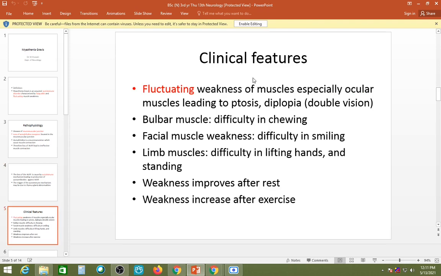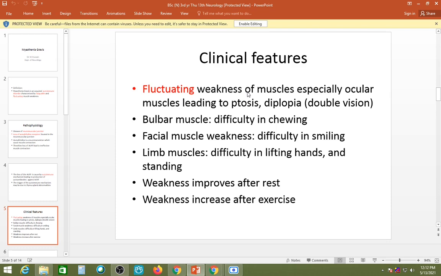What are the clinical features of this disease? We said it causes muscle weakness. But what type of muscle weakness? We said it is fluctuating muscle weakness. Fluctuating means up and down, changes are there. Our mood fluctuates. Sometimes we are happy, sometimes we are sad. Again we are happy, again we are sad. So it fluctuates, it changes. So here the muscle weakness is also changing.